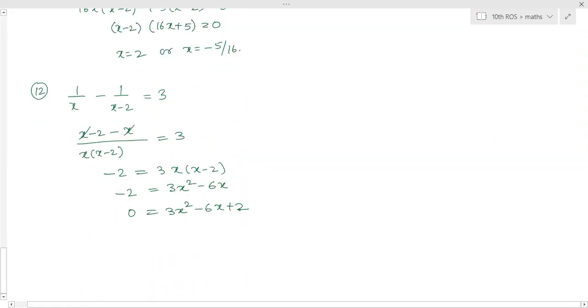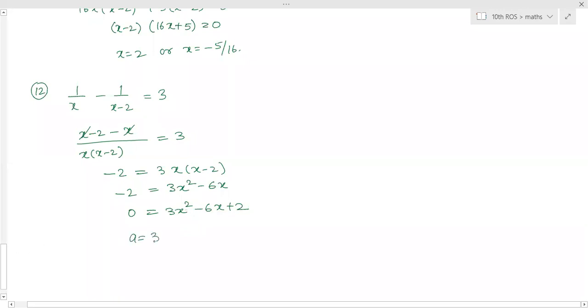We need a product of 3 twos are 6, and the sum as 6. Is it possible to find out? No, ma'am. So instead of factorization, now here we will use the quadratic formula.